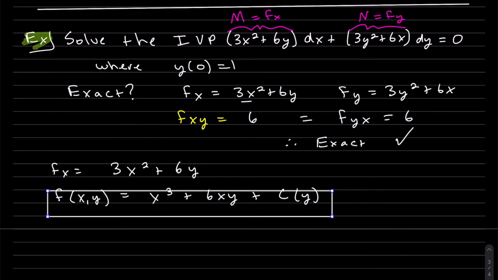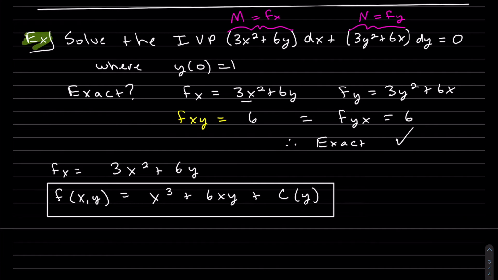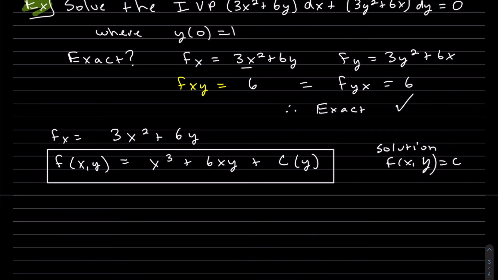My solution is, again, f of x, y is equal to some constant. Right? We find that f of x. So we found f of x, except we have to find c of y. So we've got to finish it up. So let's go ahead and find f of y.